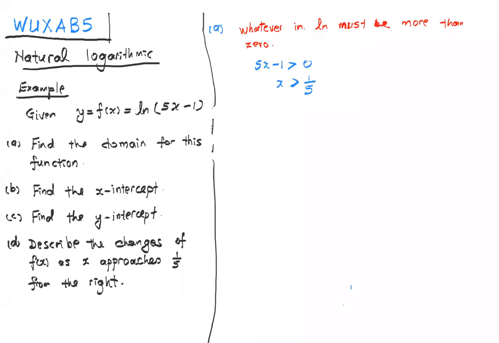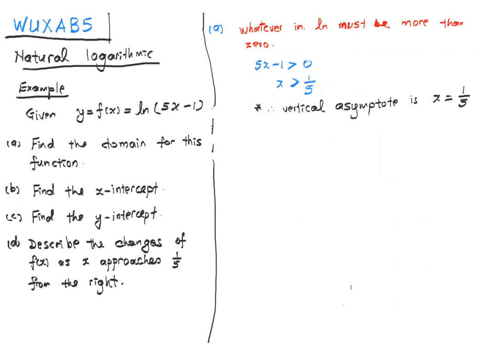Okay. Can or not? So this question, I didn't ask for vertical asymptote. So this is something extra. So therefore, I can also conclude vertical asymptote is x equal to 1/5.